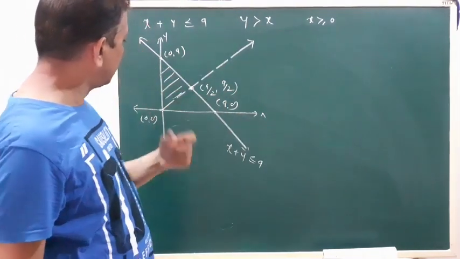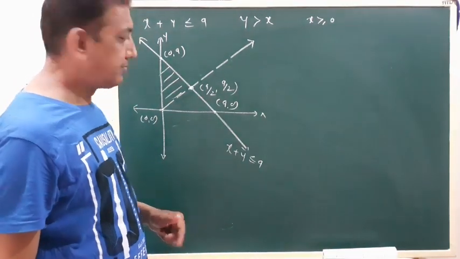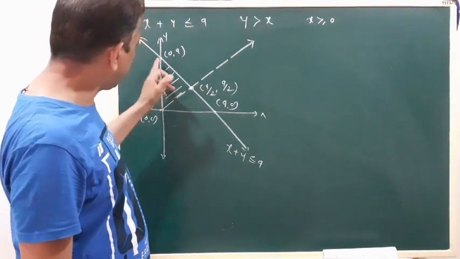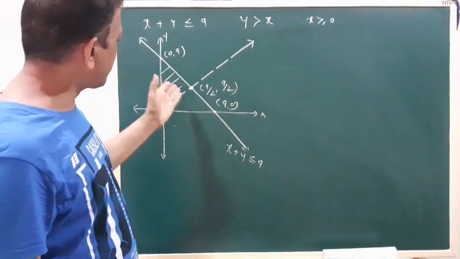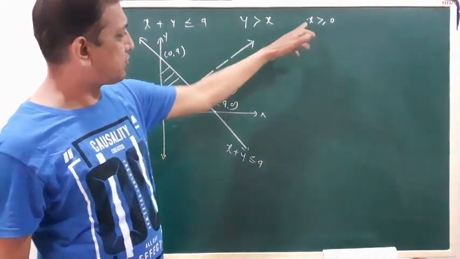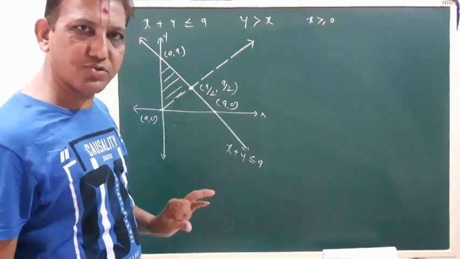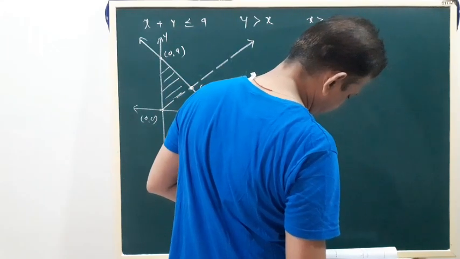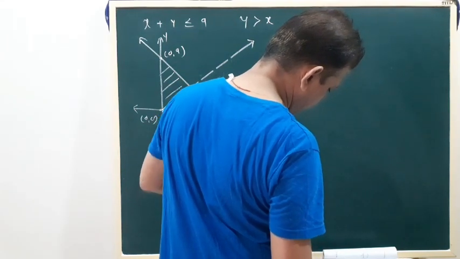Clear? Do you understand? This is the important thing. Our triangle is your common portion. Only the first quadrant is taken. Our graph is in both the first and fourth quadrants, but here the limitation is the graph in the first quadrant. Okay? Question number 8 is done. Now question number 9.